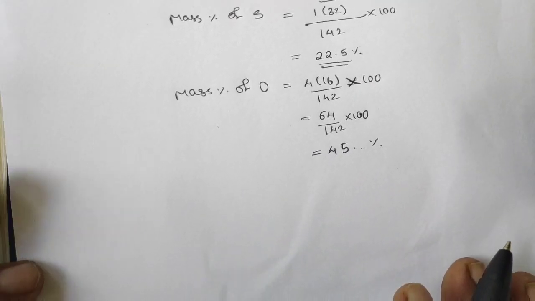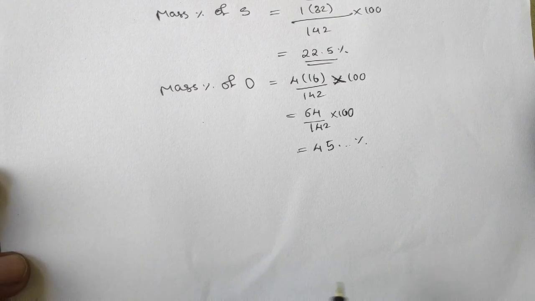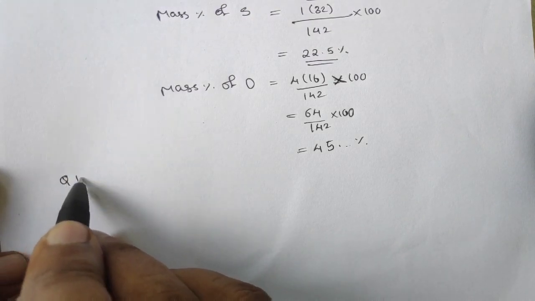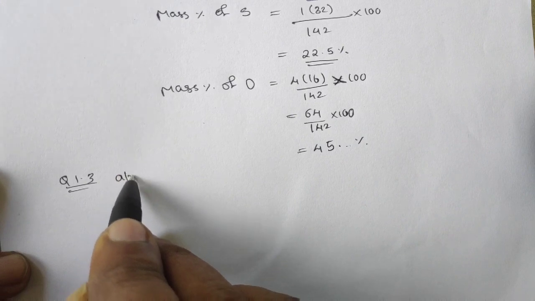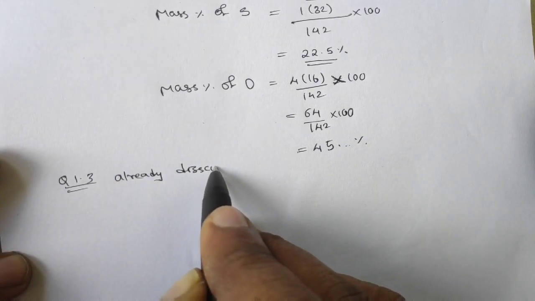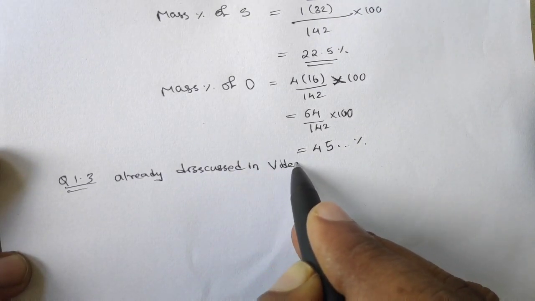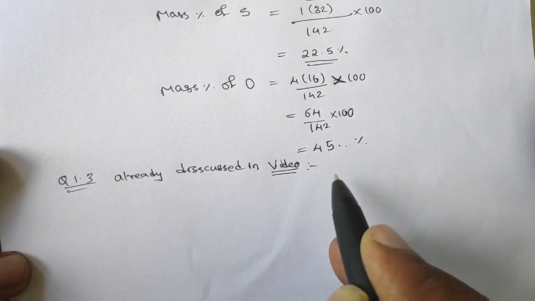Now the next question given in your book, that is 1.3. Question 1.3 was already discussed in the video. Clear? So you can go through it.